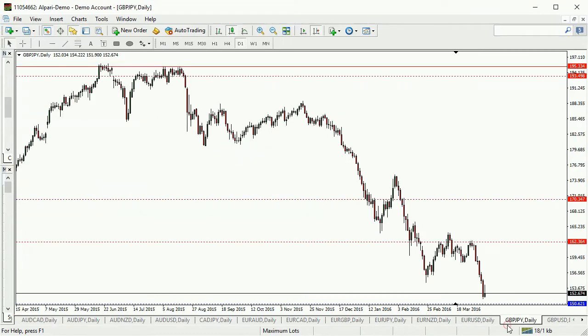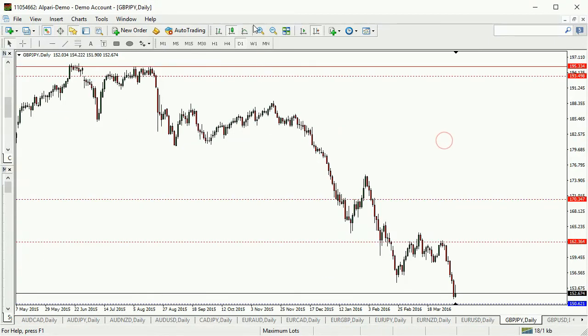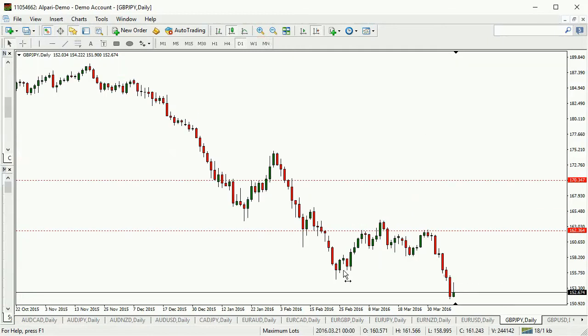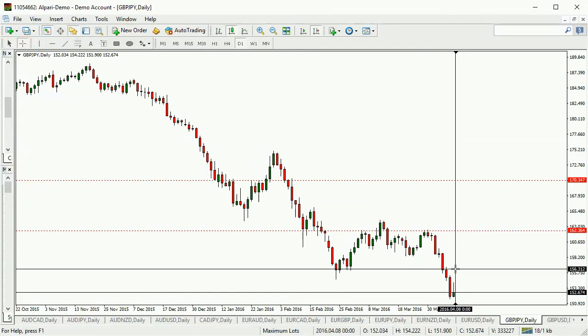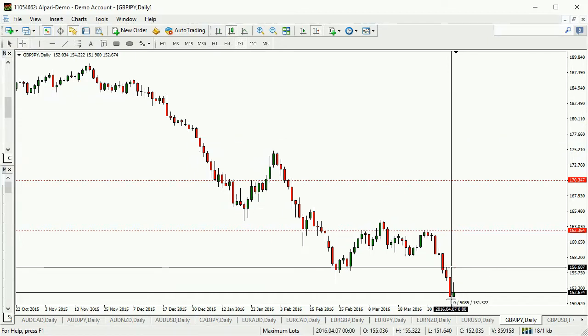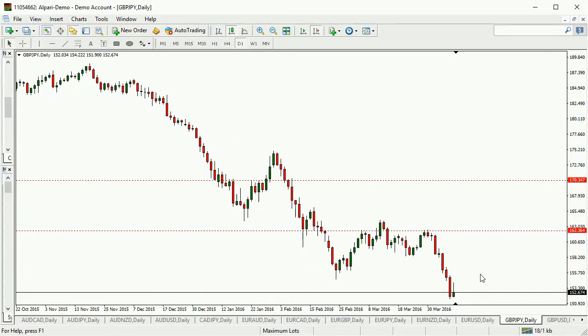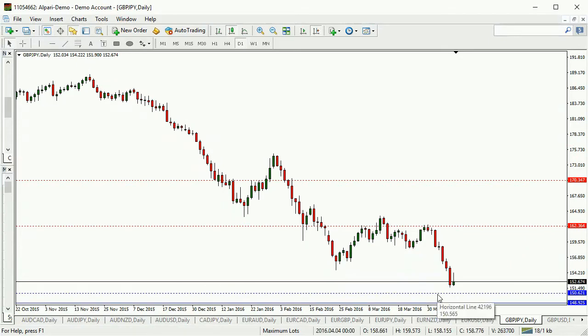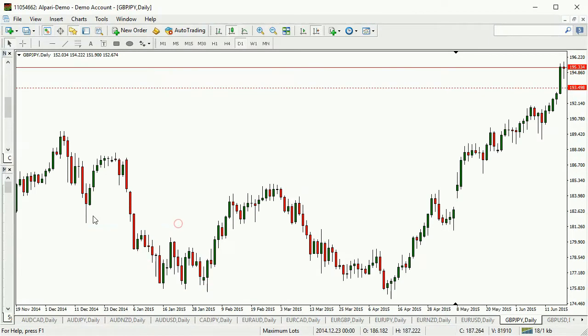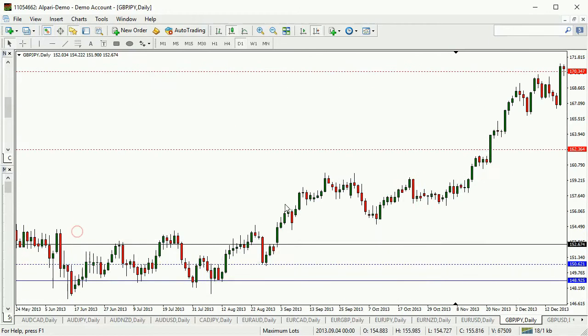Okay, let's move on. Let's have a look at GJ long. So pound yen has been falling for a little while now. We did manage to get short. Didn't manage to get as much as I would have liked, but we did manage to get some pips short on the way down. Now, if I scroll across, you can see the level that I've got marked up here. This demand level here.